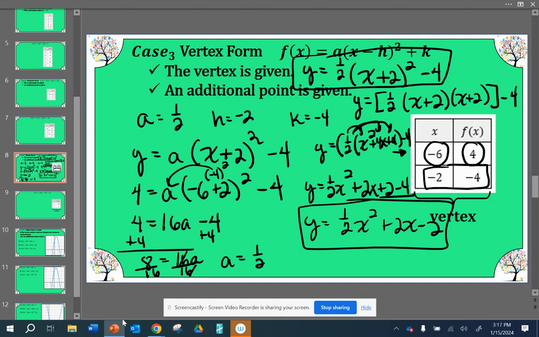So with all three forms for quadratic equations, you're going to insert the parts that you know and then choose an additional point, in this case, -6, 4, in for x and in for y, to solve that last variable.